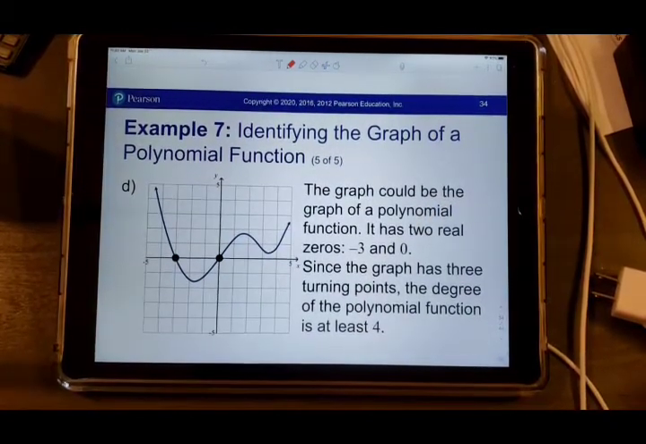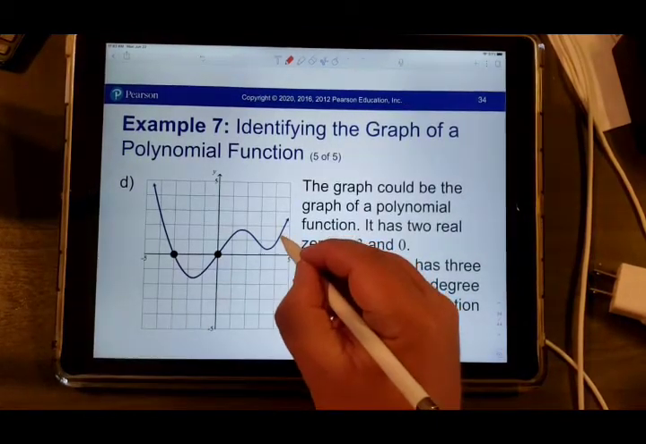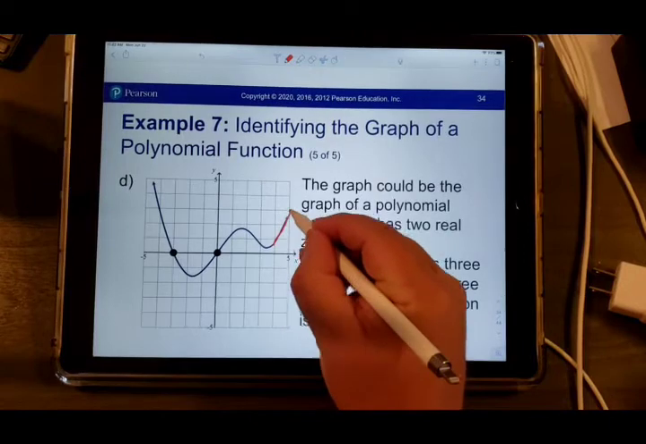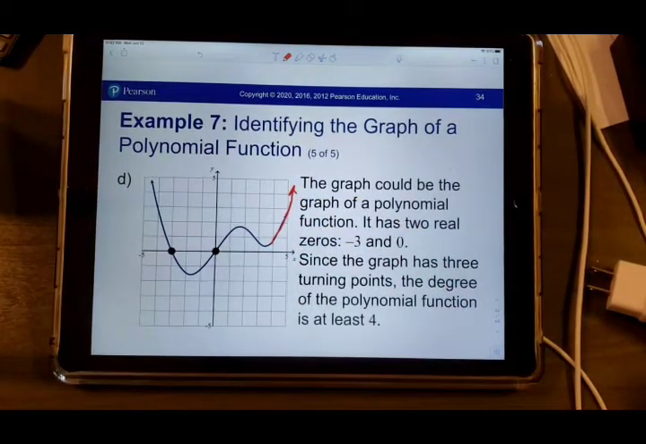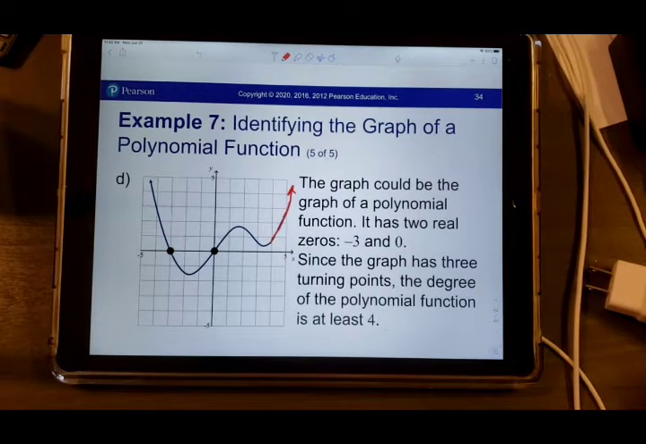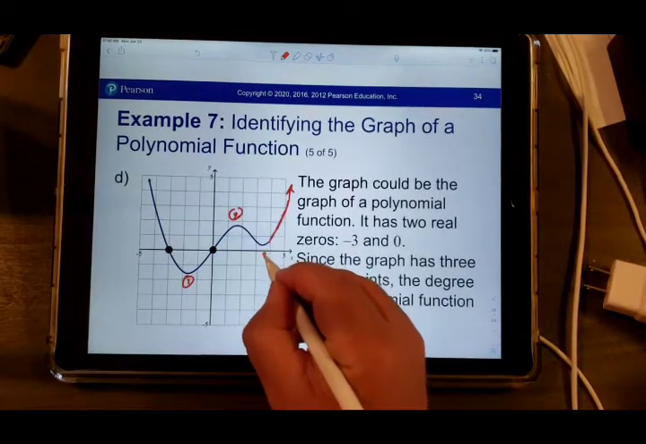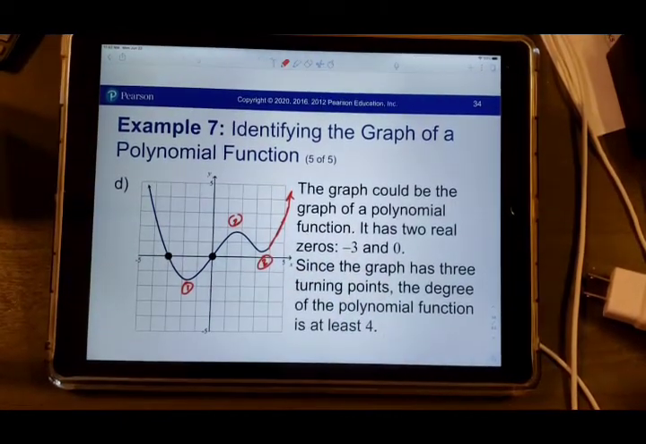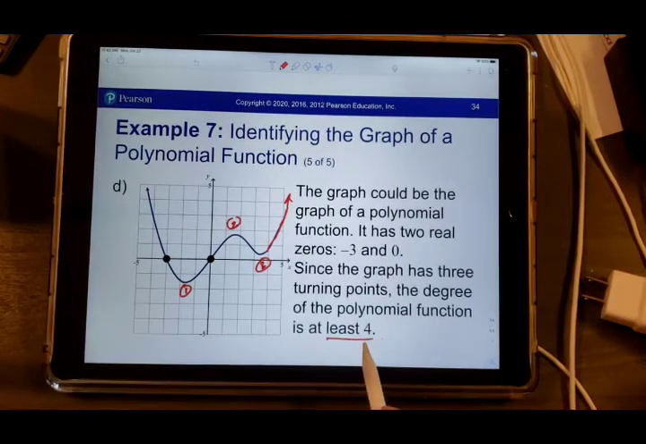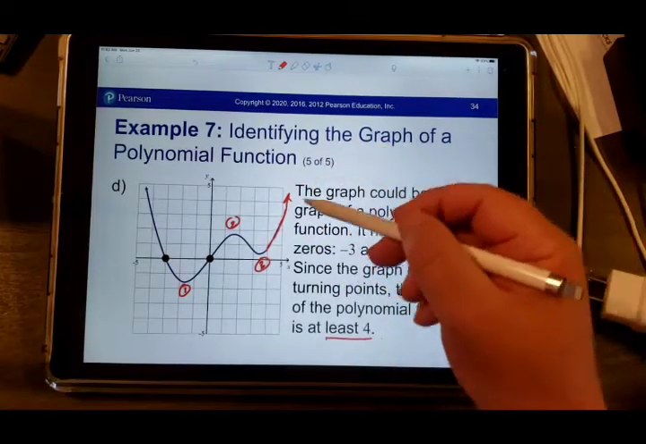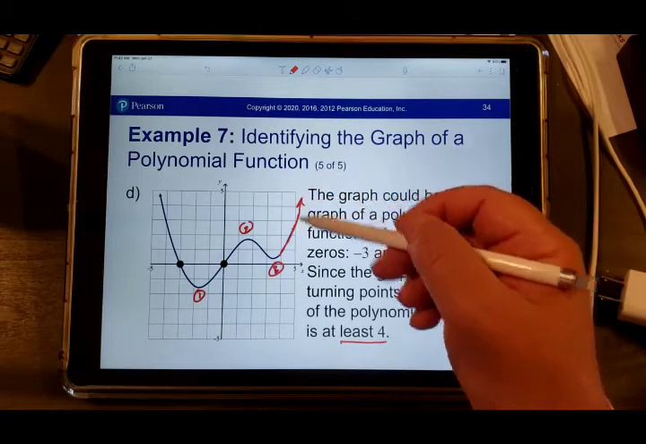This definitely looks like a polynomial, right? I don't know. It looks a little straight right here. I'd be more comfortable if it curved a little more. All right, so they're saying the polynomial has to be at least degree 4. Do you see why? 1, 2, 3 turns. So degree 4 is a good guess, but they do have to say at least degree 4 because we don't know. Maybe something happens out here, or maybe it doesn't have any more turning points, right?